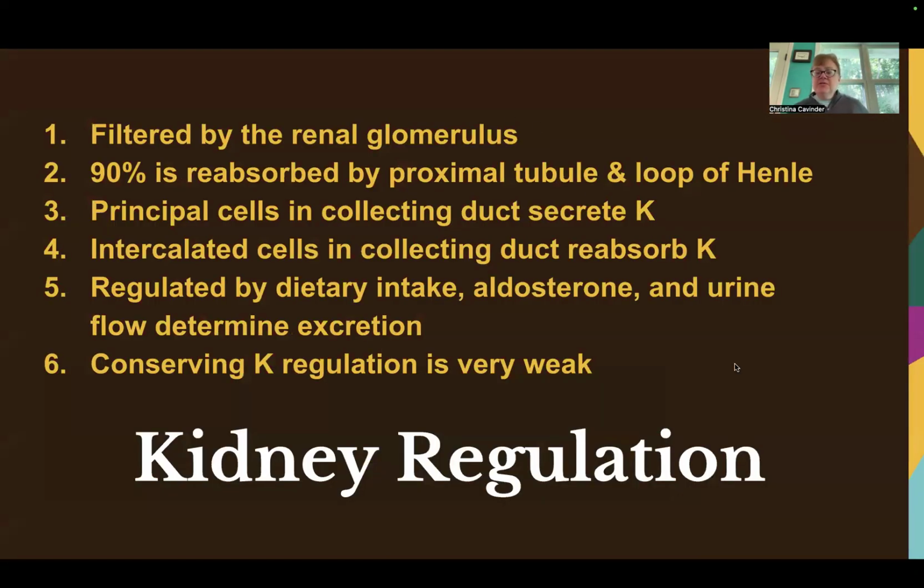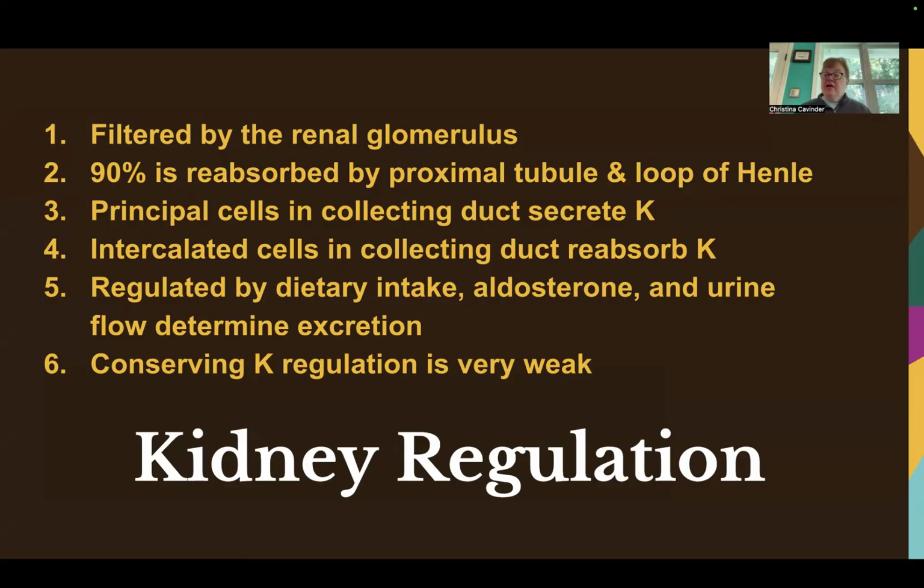So the kidney, like I said, we're going to talk about the kidney more, but I'm going to talk a little bit about the kidney here. This potassium is filtered by the renal glomerulus, and 90% of your potassium is reabsorbed in the proximal tubule and the loop of Henle. Principal cells in the collecting duct secrete potassium, but intercalated cells in the collecting duct reabsorb potassium. So it just depends on what potassium we need in the body. If we have too much, we excrete it.